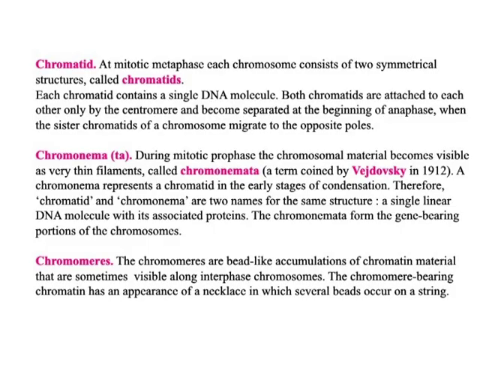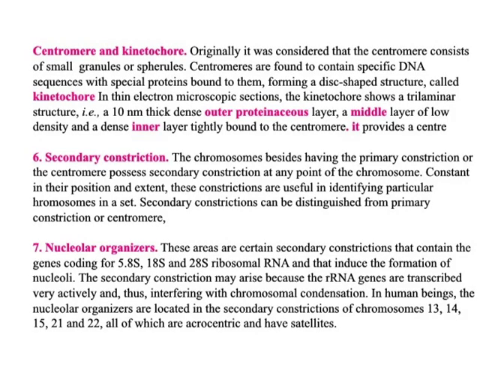The chromomeres are bead-like accumulations of chromatin, like a bead chain. At the starting point, in the middle, we have the centromere. The centromere connects the two chromatids. The two chromatids are interconnected in metaphase, and in anaphase these two chromatids are separated with the spindle fibers.